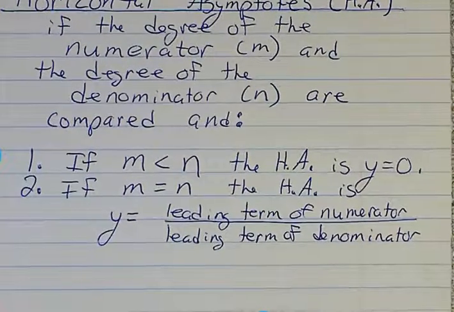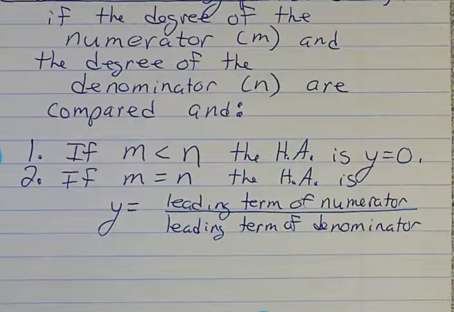Because basically your powers of x are going to be the same, so they're going to cancel each other out. And if they cancel each other out, then you're just left with whatever numbers you had in front.